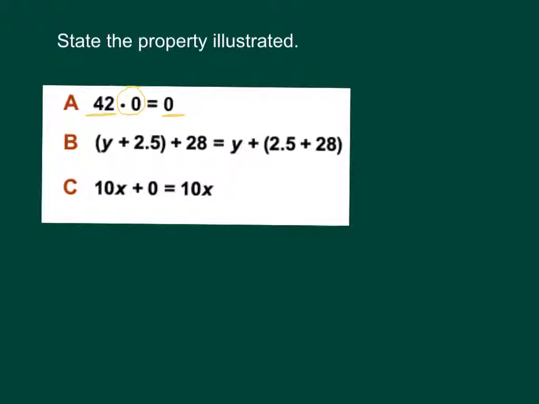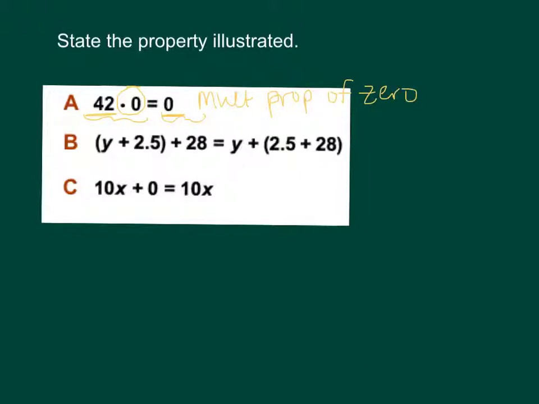Okay, and they didn't change any grouping because there's no parentheses. So that gets rid of the associative property. And the commutative property changes the order you add or multiply. Well, they're multiplying 42 times 0 on this side, and they're not multiplying 0 times anything over here. So that leaves the multiplication property of 0. That is when you multiply by 0.